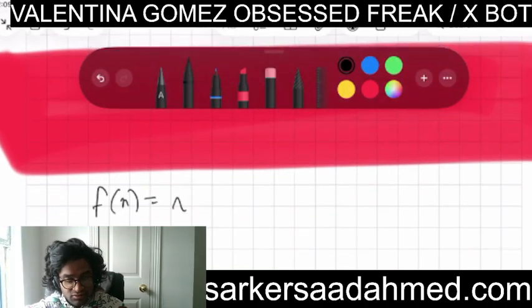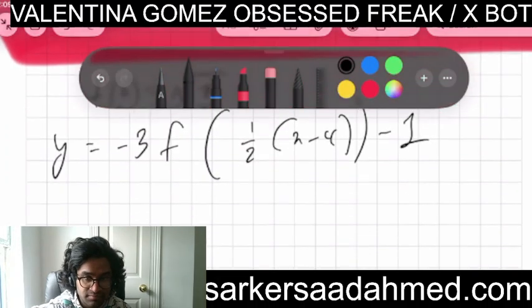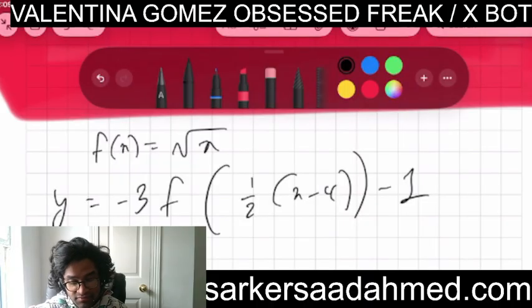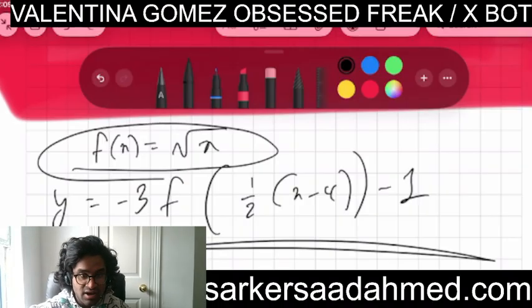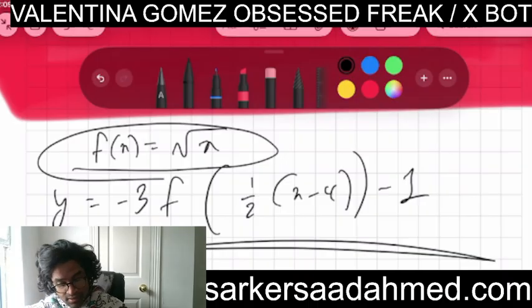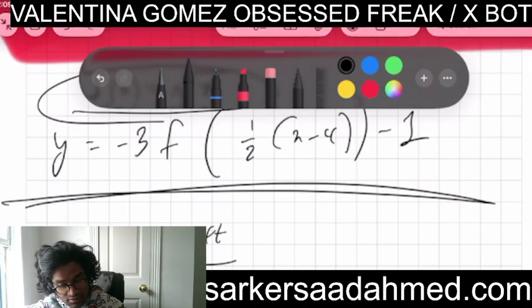f of x is equal to root x, and we have y is equal to minus 3 f of half x minus 4, minus 1. So this is the equation that we are focusing on. Step 1, the inner shift. If I write the equation again, I'm going to write the equation cleanly. So y is equal to minus 3 f of half x minus 4, minus 1. This is what we're focusing on.